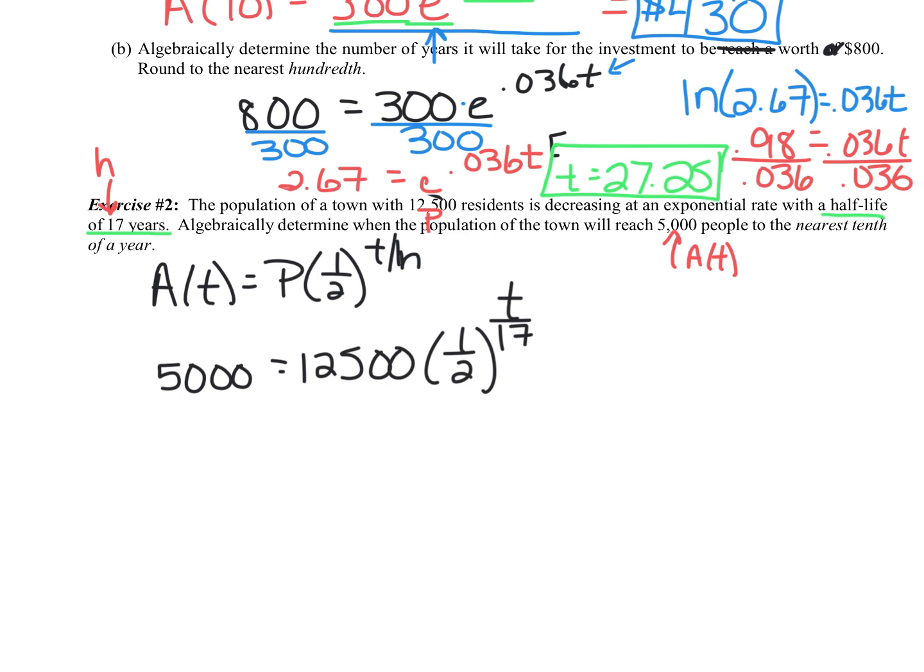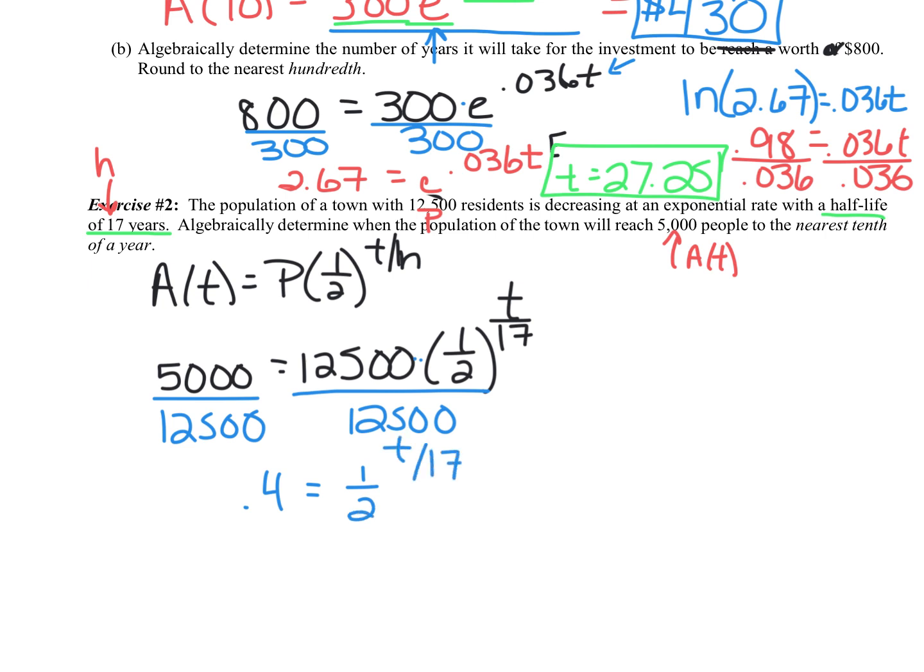Okay, so now that you've tried it, let's go through the work for that one. We're looking for log form, but we have this number that's multiplied by 1/2, so first we have to get rid of that. So I divide by 12,500. That's going to give me 0.4 equals 1/2 to the t over 17.